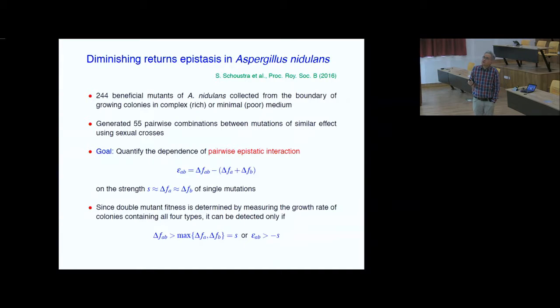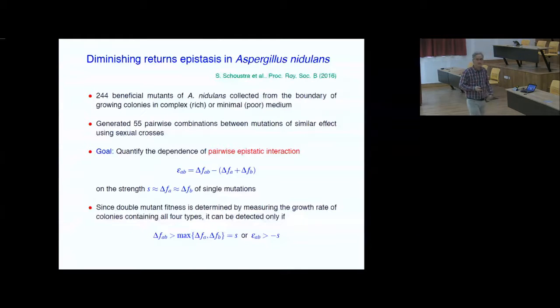What Simon did was to collect 244 beneficial mutations, essentially phenotypically. He grew many colonies in 2 different media, and picked out sectors looking like beneficial mutations, and had various ways of verifying that they were different. So in the end, he had 244 beneficial mutations, and the goal of this study was to see how the epistatic interactions between pairs of these mutations depend on their overall effect.